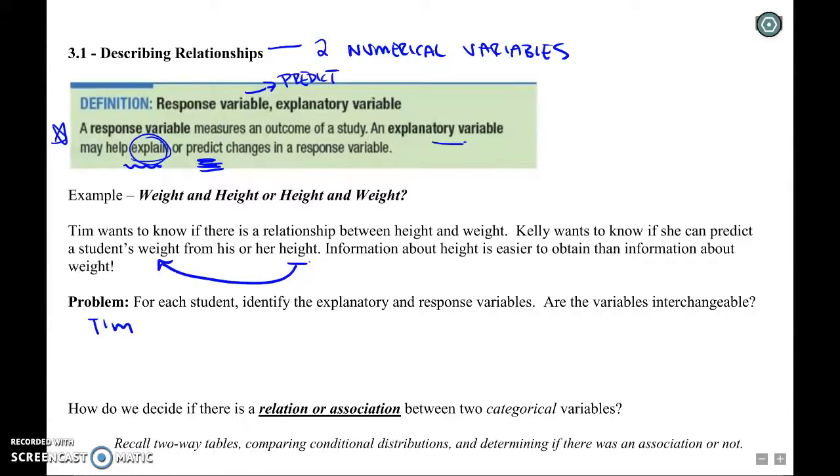Makes a little more sense to say that height is the independent, is the explanatory, and your weight is a consequence of that height. But to be honest, you could say weight is your variable that you're measuring, and you're going to use it to predict height. It's interchangeable. So for Tim, they're interchangeable.